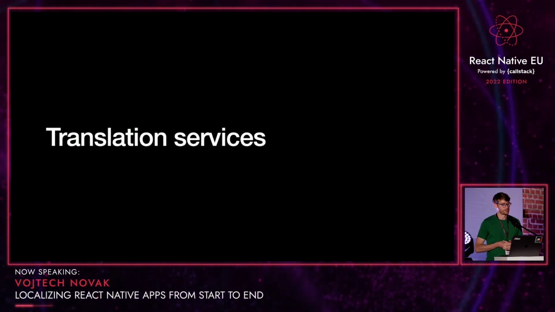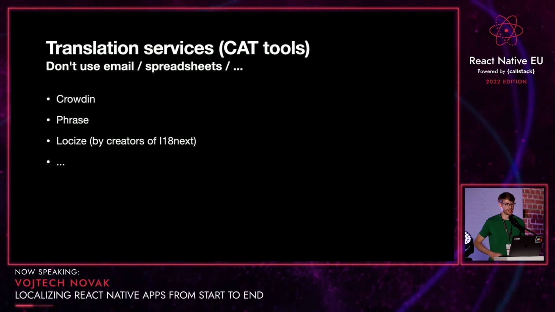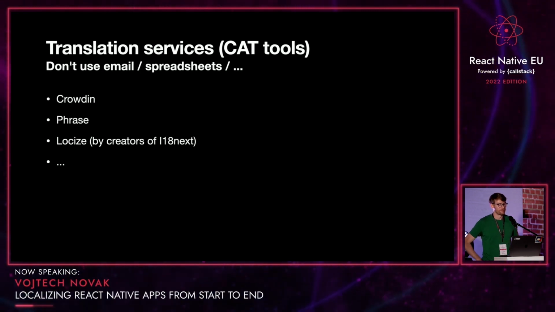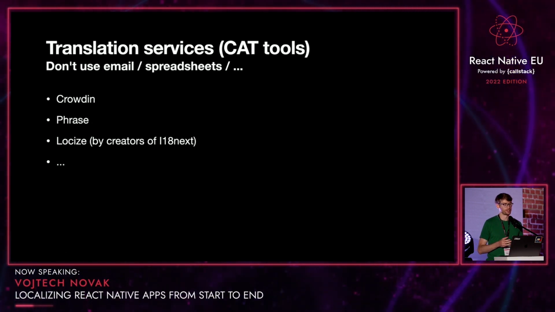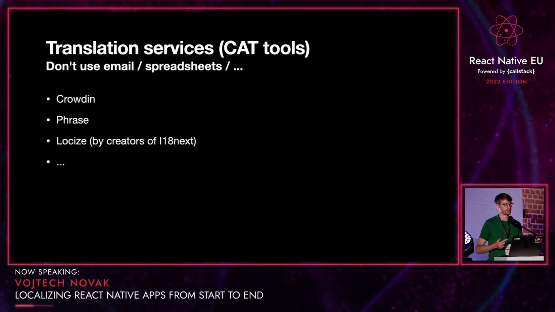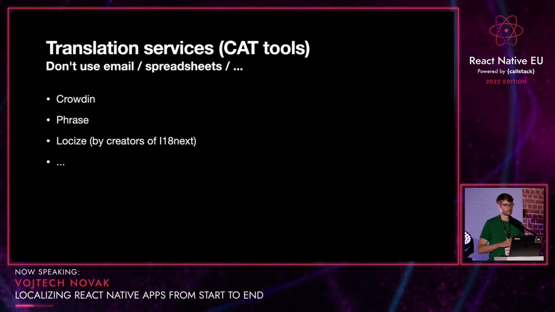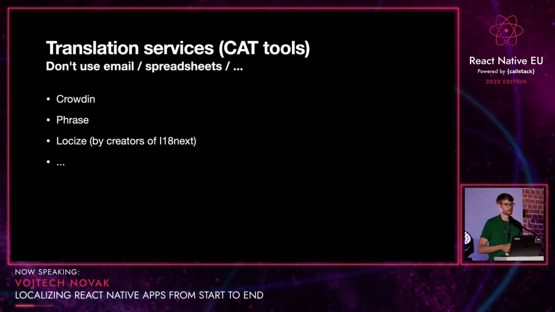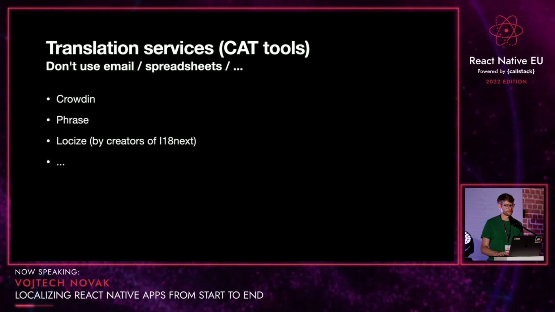So next, about some translation services. Sometimes they're also called CAT tools, which unfortunately has nothing to do with cats. CAT stands for computer-aided translation. And my only point here is that you shouldn't use email or spreadsheets or some other ways of communicating with your translators, because these tools are cloud tools. They're developer friendly. They have CLIs, APIs, GitHub integrations. They allow you to hire translators. They're just going to make the process much smoother for you. So just to mention a few, there's Crowdin, Phrase, or Localize, which is by the creators of i18next. So it's definitely going to work well together.